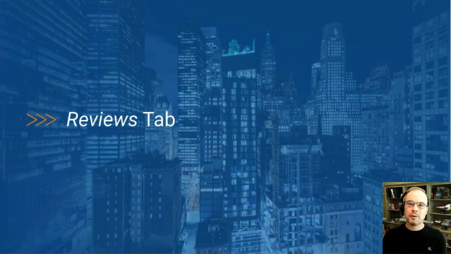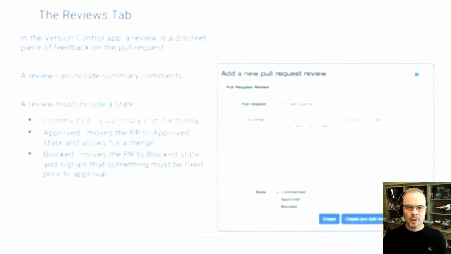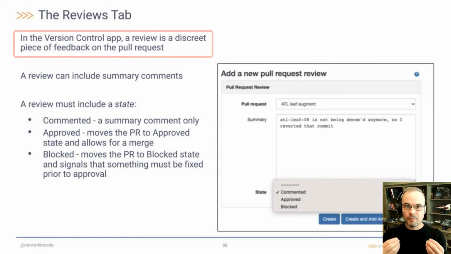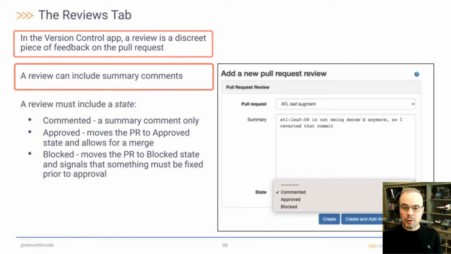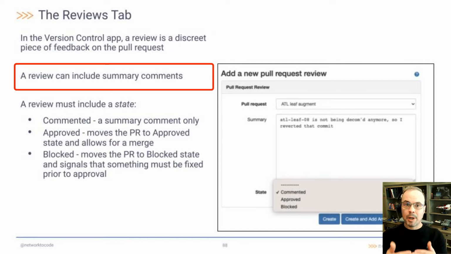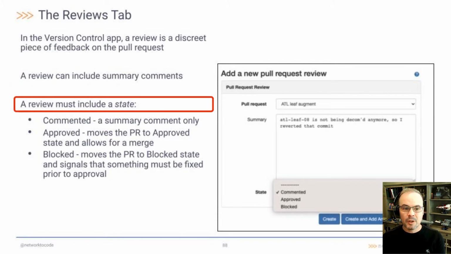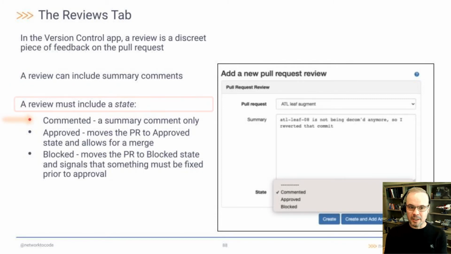Now let's talk about the Reviews tab. In the version control app, a review is a discrete piece of feedback on the pull request. A review can include summary comments, but it must include a state. The possible states are commented, which is just offering a comment, approving, which moves the pull request to an approved status, or blocked, which moves the PR to a blocked state and signals that something must be fixed before the pull request can move forward.